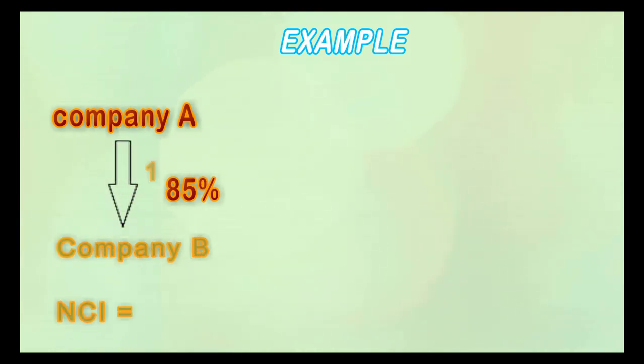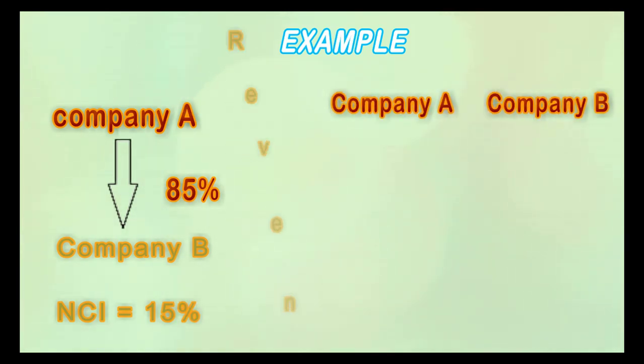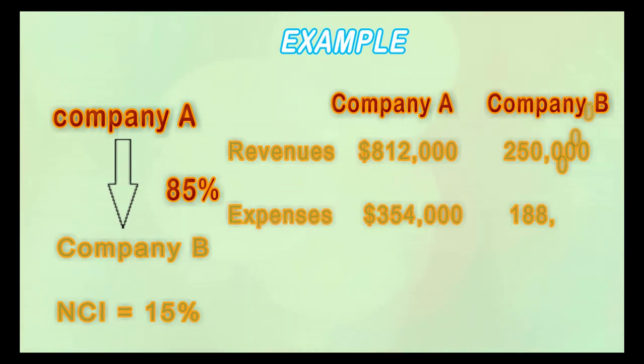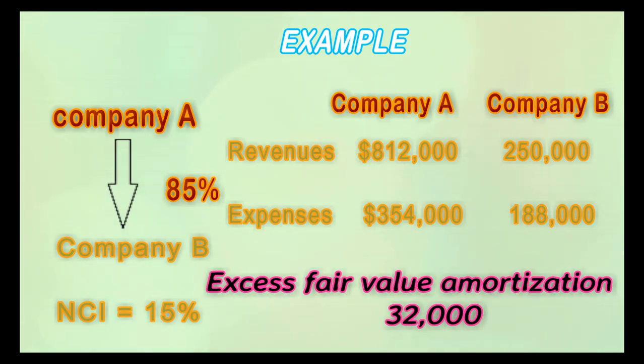Let's look at an example. Company A acquires 85% of the 50,000 shares outstanding of Company B, leaving a non-controlling interest of 15%. At the end of the fiscal year, Company A parent reports revenues of $812,000 and expenses of $354,000, whereas Company B subsidiary reports revenues of $250,000 and expenses of $188,000. Furthermore, the excess fair value amortization of Company B following its acquisition is $32,000.